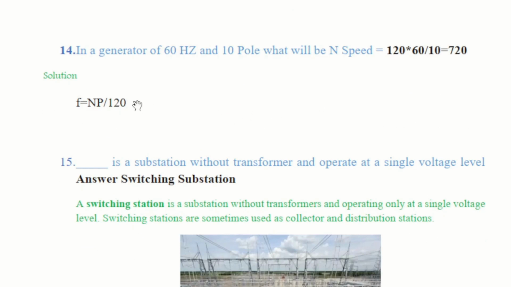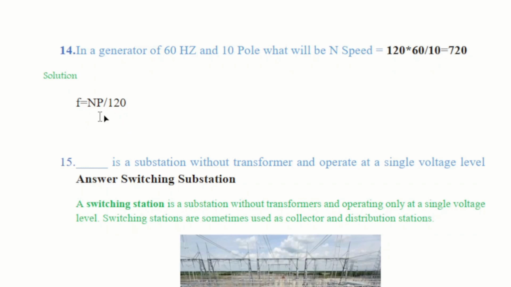Question number 14 is shown to you. In a generator of 60 Hz and 10 poles, what will be the speed N? Here N is required and two values are given. The frequency value is 60 Hz and the poles are 10.